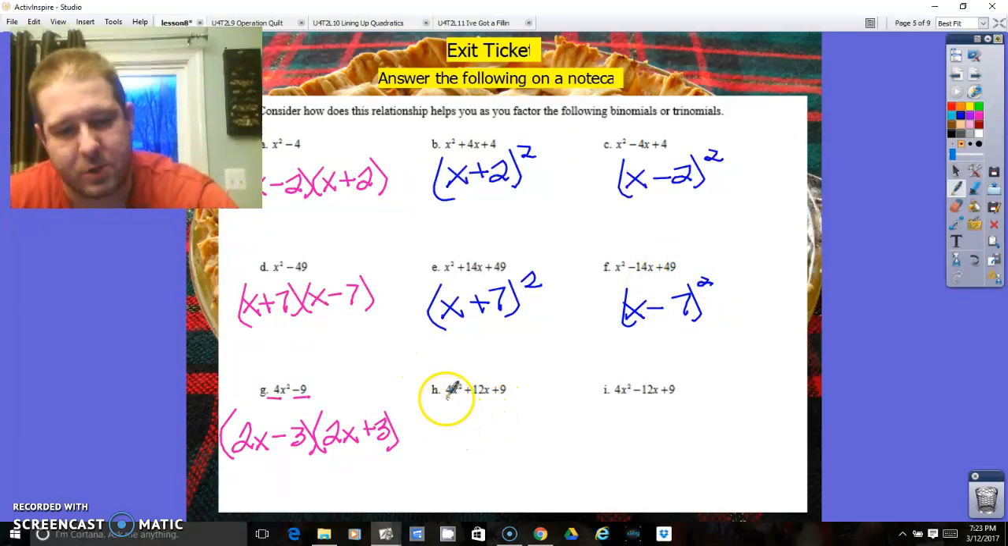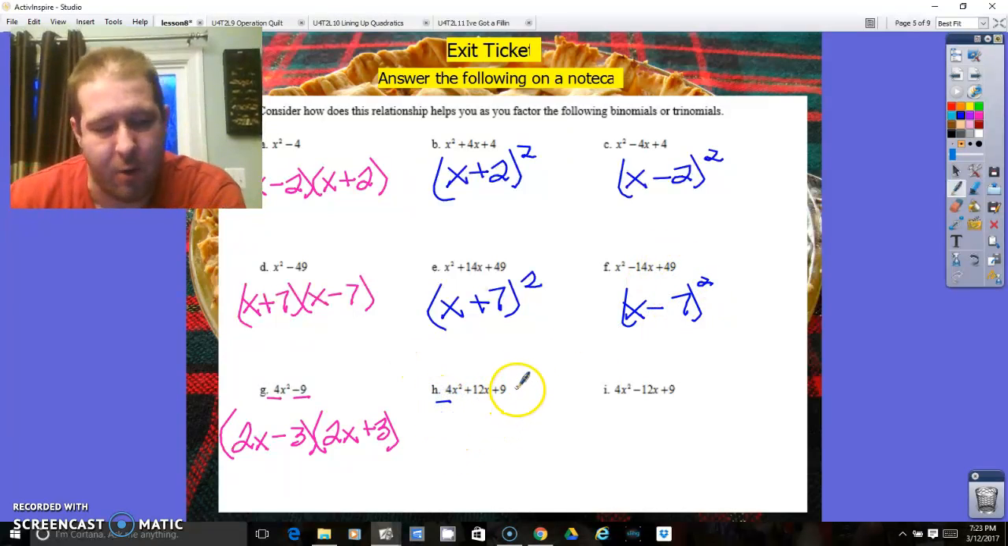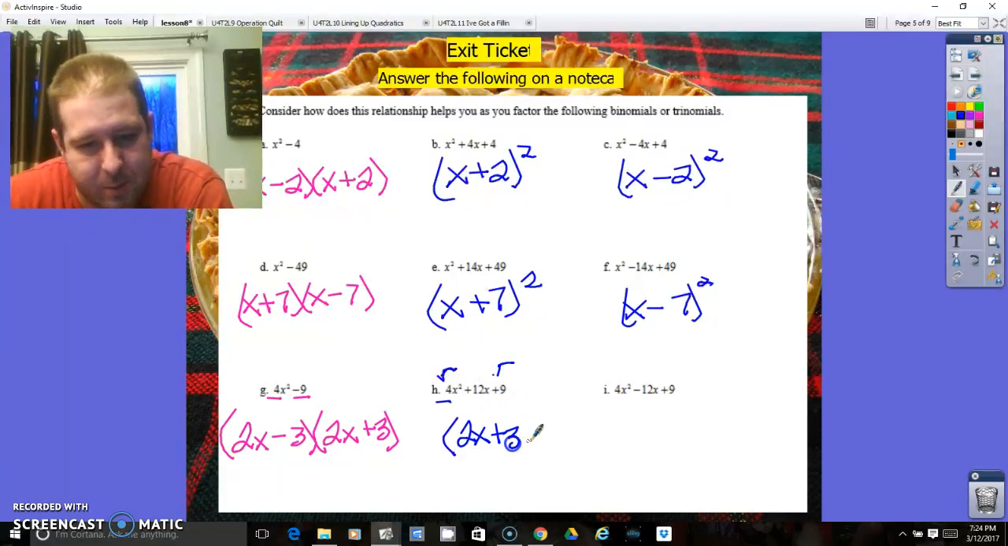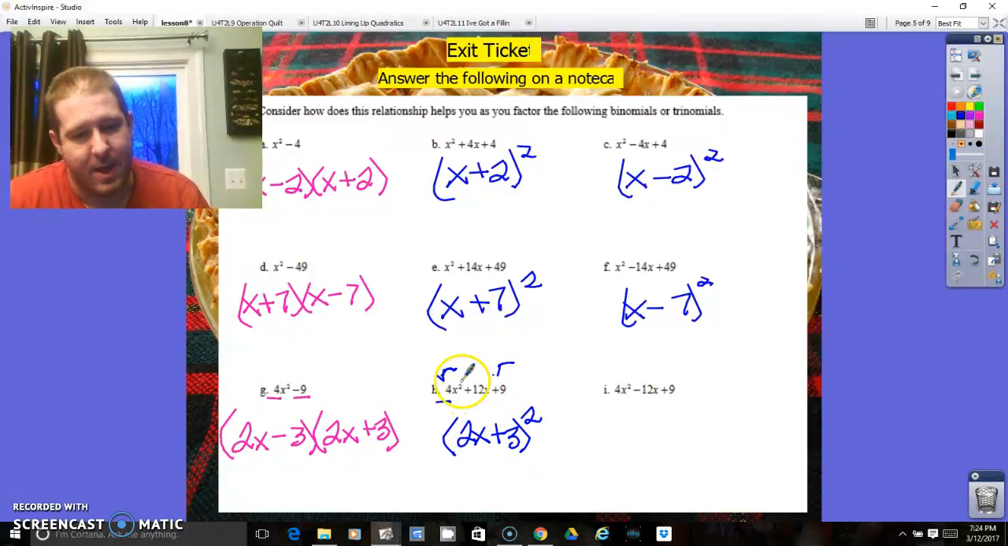All right, now this one gets a little bit trickier because, yes, we do have that leading coefficient. This is going to be a perfect square again. It's going to be a perfect square of 2x. That's the square root of this. So I'm really doing the square root of both the a term and the c term. It's going to be a 2x plus 3 square. 2x plus 3 times 2x plus 3 equals this.